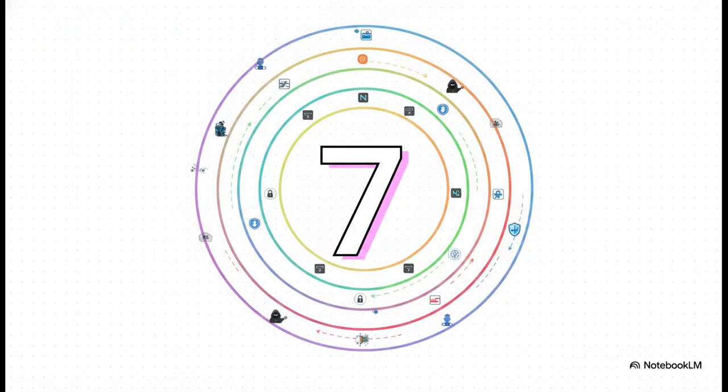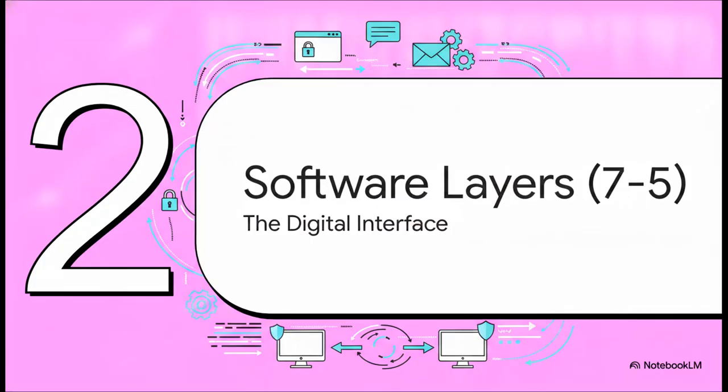Now, the gold standard we use to understand this massive division of labor is called the OSI model. And the magic number here is 7. There are exactly 7 distinct layers in this model. So today, we are going to peel back the curtain, layer by layer, to see exactly what happens to your data. Which brings us to Section 2, Software Layers, 7 to 5, the digital interface.